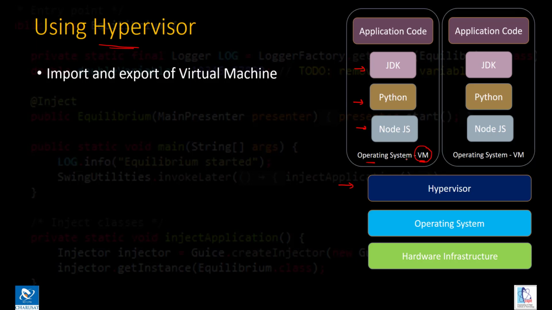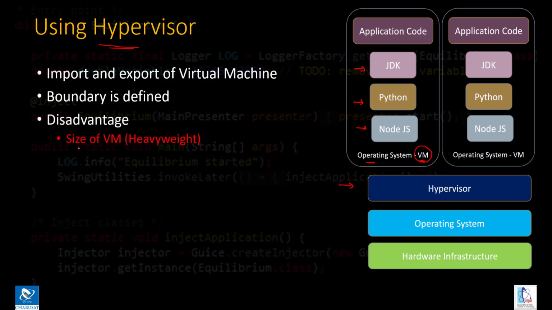Why is it not feasible? Because the size of a VM is quite large. The boundary is defined, but the disadvantage is the size of the virtual machine, which is really heavyweight. Why is it heavyweight? Because it installs a complete operating system inside it. That's why it is considered a heavyweight solution.